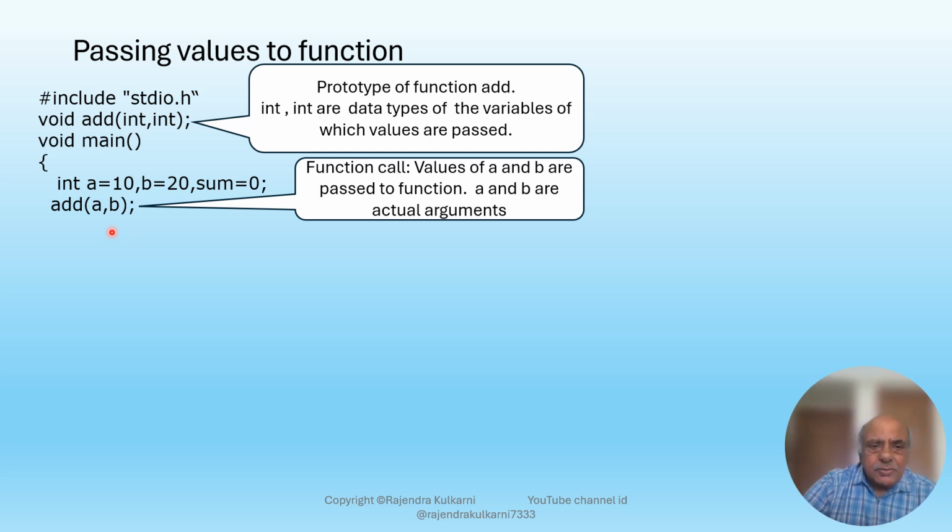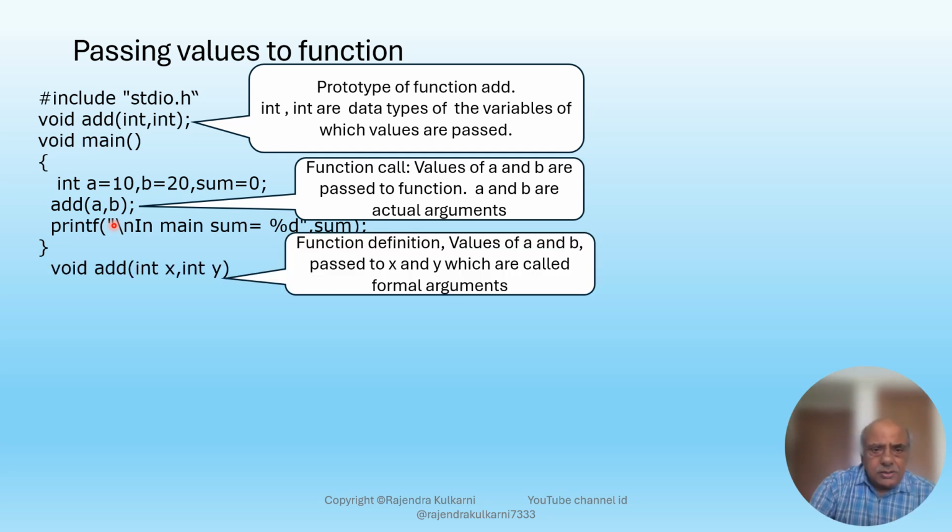Whatever is appearing within the brackets in the function call is called actual arguments. Actual arguments are the arguments belonging to the function call. Then there is a simple statement, printf in main, sum is equal to %d, sum.